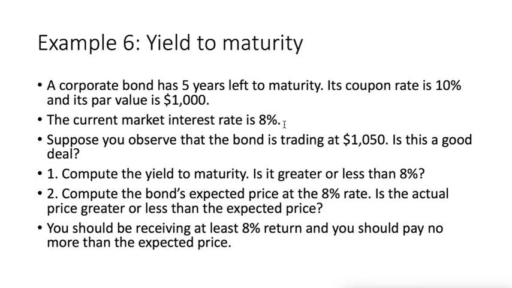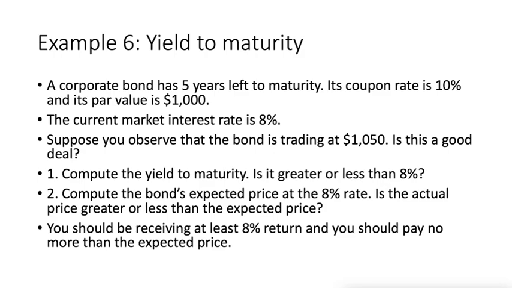So let's say you're a bond trader and you see that this bond is currently trading at $1,050. Is it a good deal? Is it something you want to buy? That's what you're asking yourself. So first, let's compute, given this current price, what is the yield to maturity? And if you were to buy it today at $1,050, the yield to maturity gives you an idea of what your return would be. So, is it greater or less than today's market going rate of 8%?